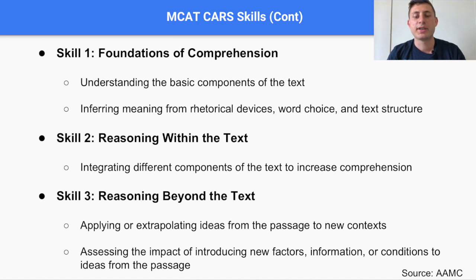And then a skill 3 question is reasoning beyond the text, and that is going to be applying or extrapolating ideas from the passage to new contexts, and also assessing the impact of introducing new factors, information, or conditions to ideas from the passage. So for skill 3 questions, the AMC is going to present you with some sort of novel information that you've never seen before. It's not going to have anything to do with the passage, or it may, and you're going to have to use what you've learned from the passage by getting into the author's head, and we're going to talk about how to do that later on, and synthesize those 2 pieces of information in order to get to your answer. So these are the 3 MCAT CARS skills that the AMC wants you to know.